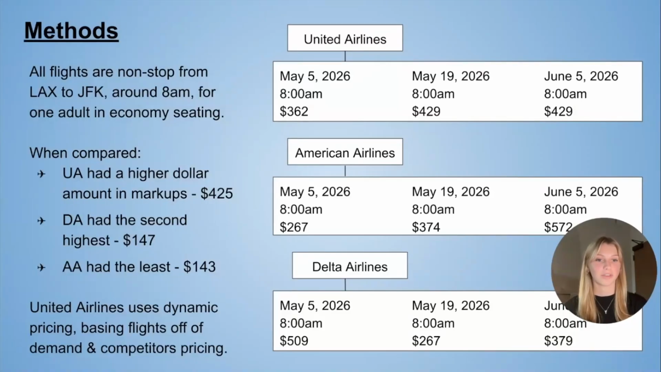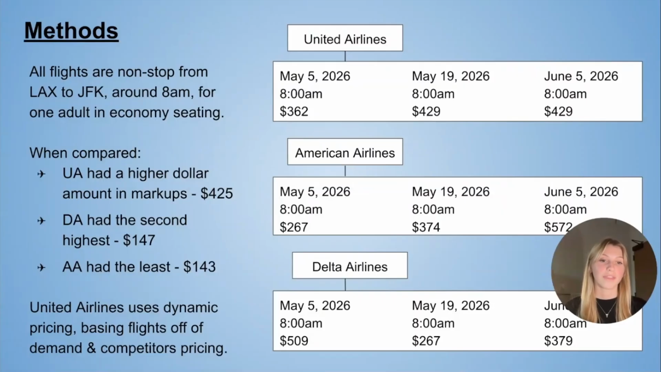As a continuation of our methods, we decided to choose 3 days, 2 weeks apart from each other, in order to compare United Airlines pricing to two of their top competitors, which is American Airlines and Delta Airlines. Some of the elements that stayed consistent throughout this process was that all flights were booked from LAX to JFK Airport. All flights left around 8 in the morning, and all flights were booked for one adult in economy seating.